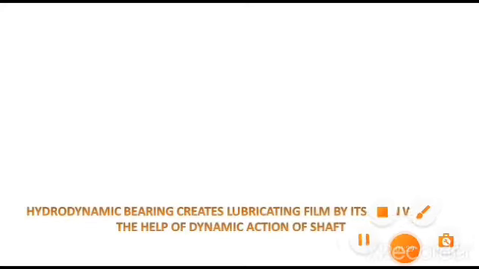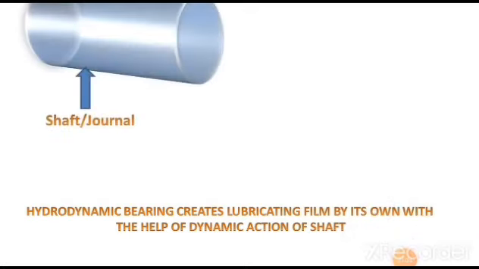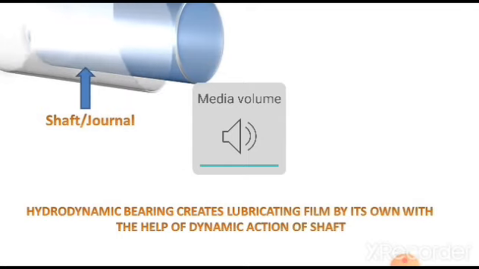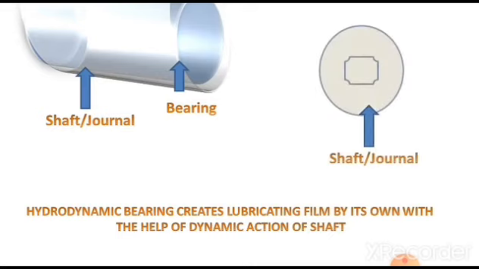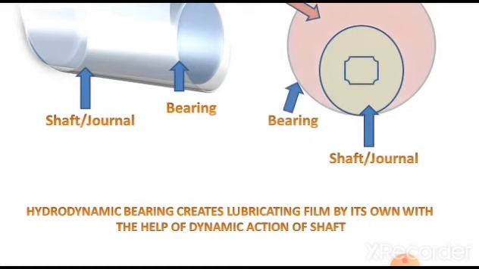Today we will discuss the hydrodynamic bearing. We will discuss the parts of the hydrodynamic bearing. We have a shaft or journal, and a bearing in which the shaft is placed. The upper portion is the bearing and the inner portion is the shaft or journal. Now see the side view of the drawing. This is the shaft or journal and this is the bearing, and in between these two there is lubricating oil.